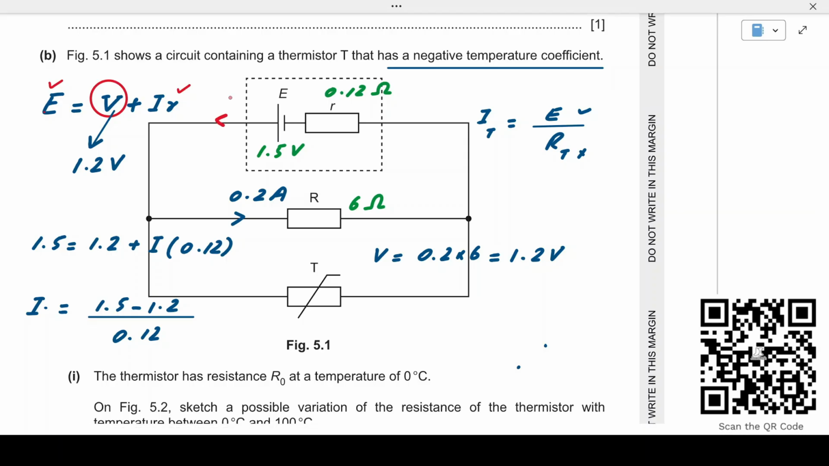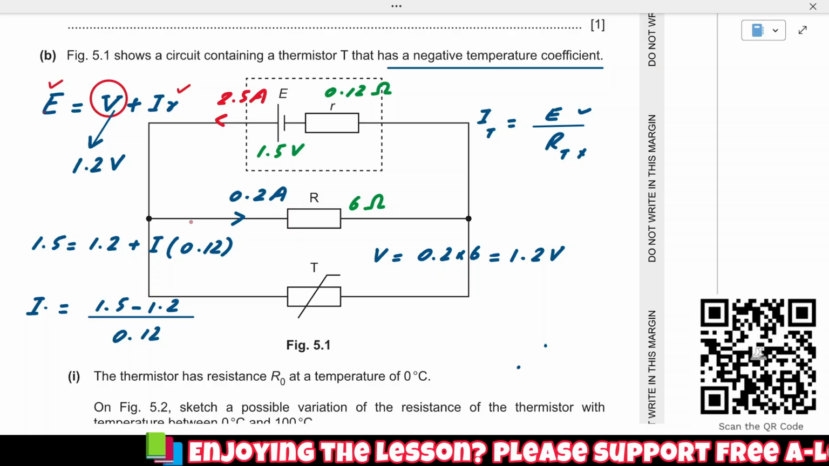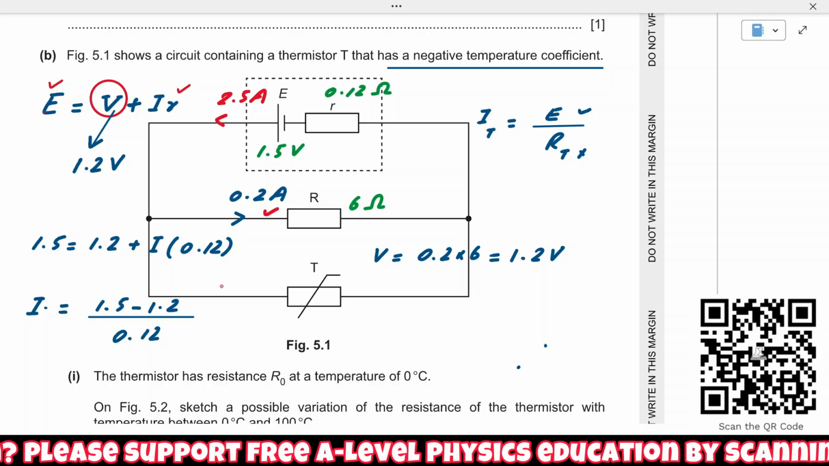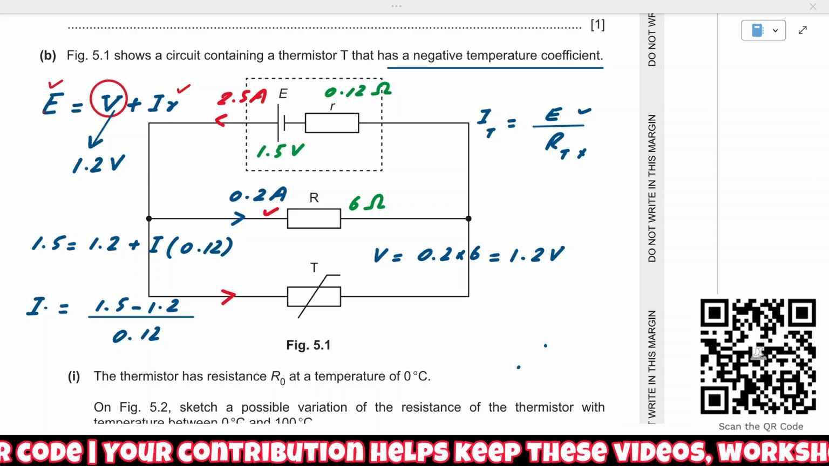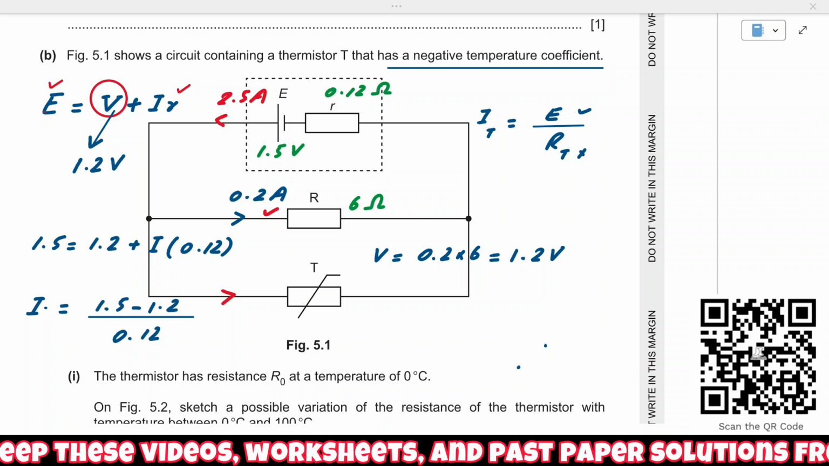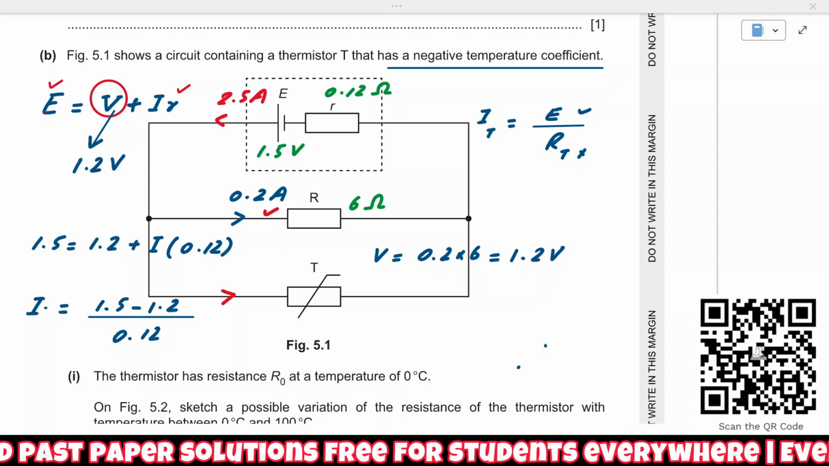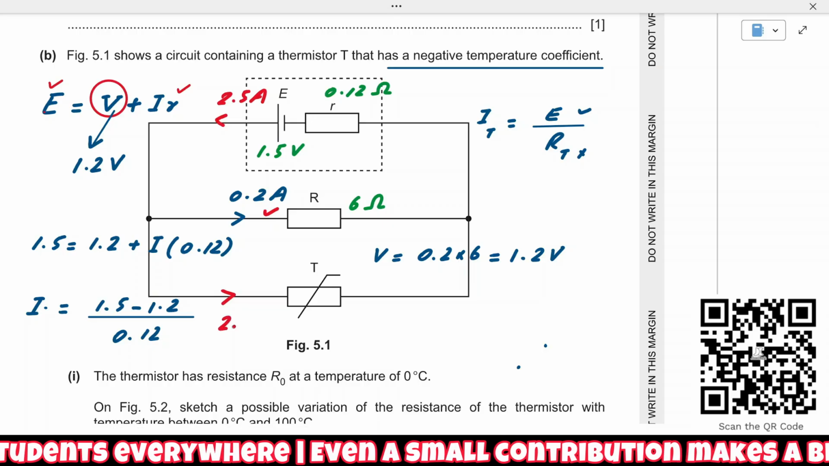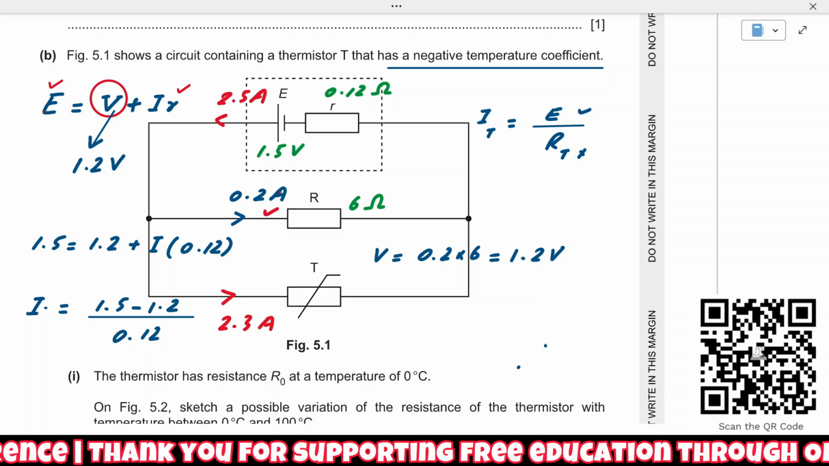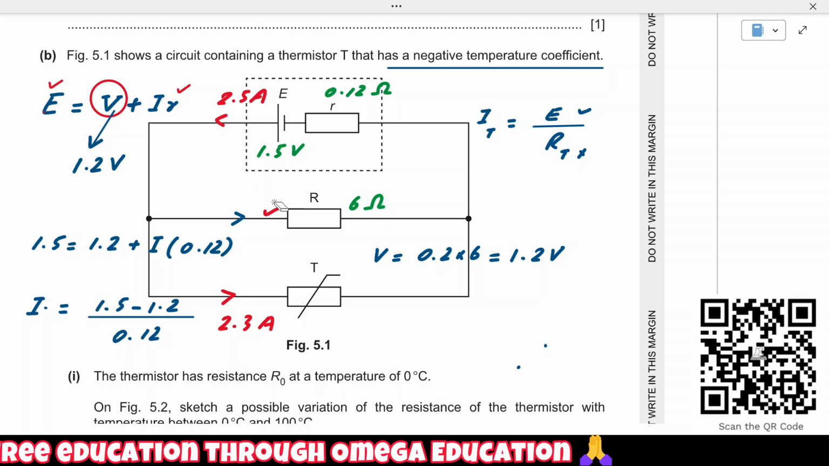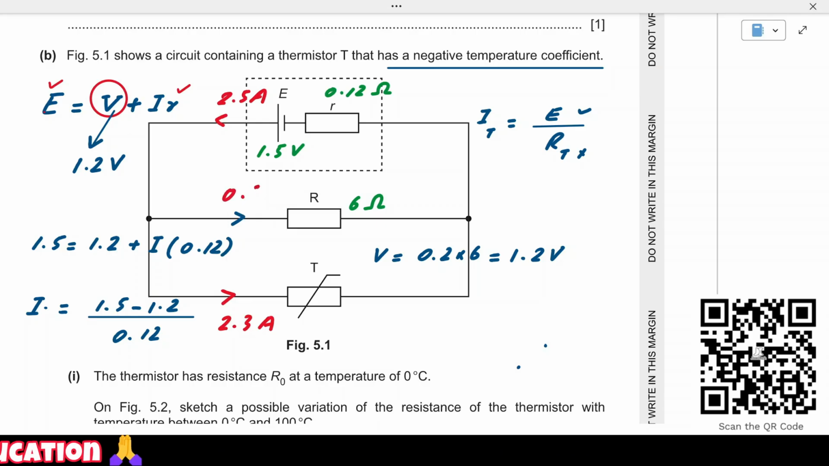Now what do we mean by this? It means the total current from the battery was 2.5 amperes. Out of that 2.5 amperes, 0.2 amperes flow through the top. And how much would flow through the bottom? In parallel, the current is divided, so it would be 2.5 minus 0.2, which is 2.3. So the current through the thermistor is 2.3. So we might be needing it. That's why I have stated the current through the thermistor also.